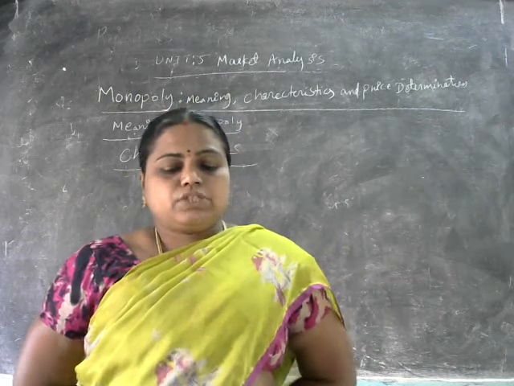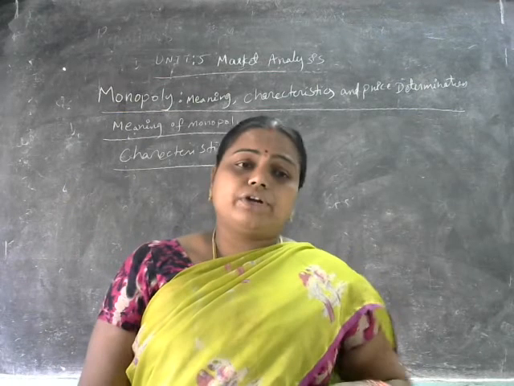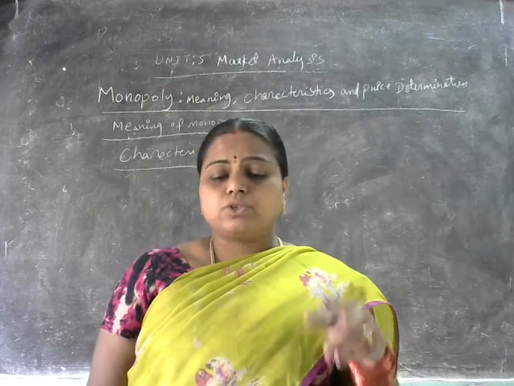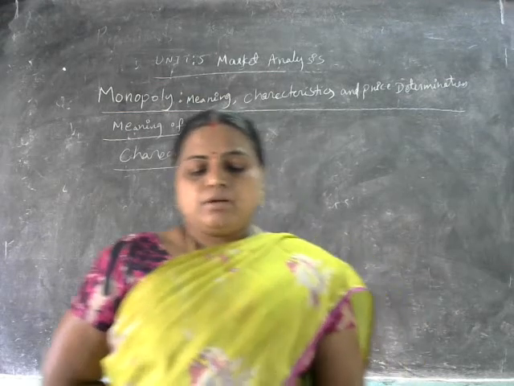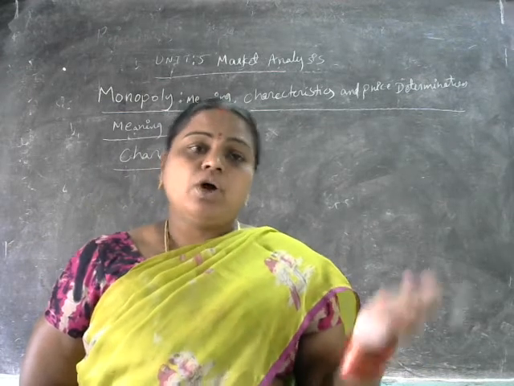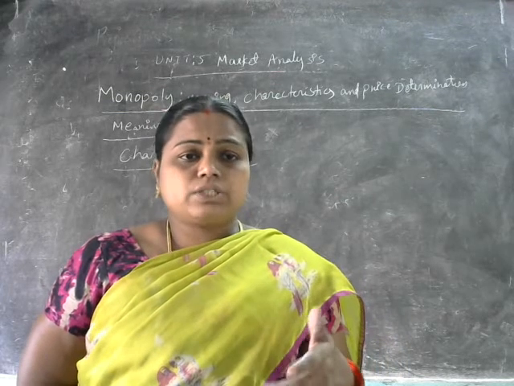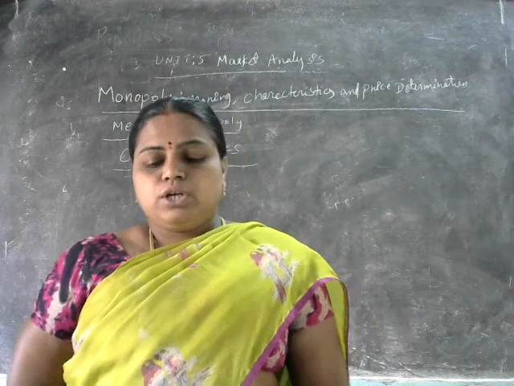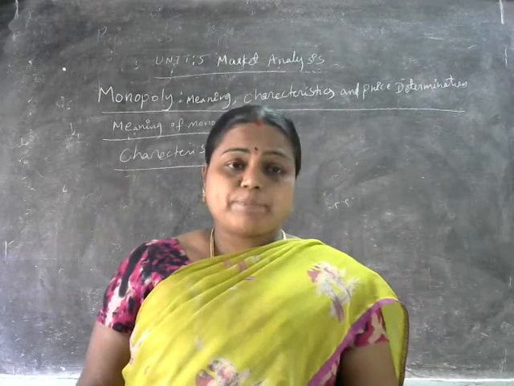So the next one, the producer can control the price. The producer of the firm can control the price and quantity of the goods here. He can control the price of the good, and he can also control the output of the goods. But the producer cannot determine both the price and quantity at a time.